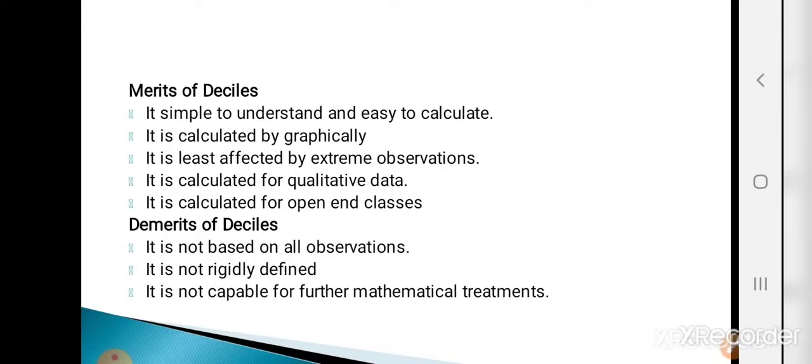Now the demerits of deciles are, it is not based on all observations, and if it is not based on all observations, then it is not rigidly defined, and that's why it is not capable of further mathematical treatment. These are the merits and demerits of deciles.